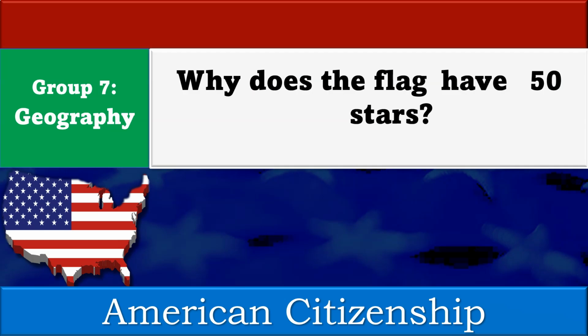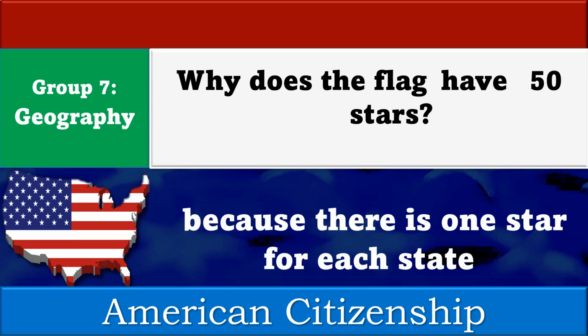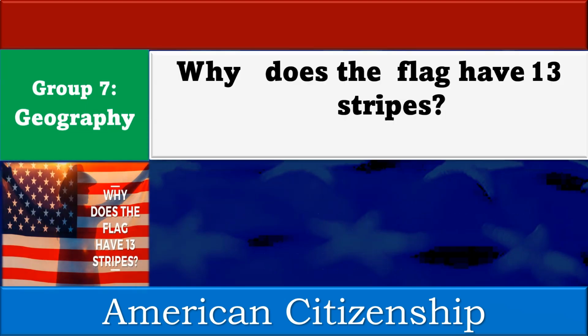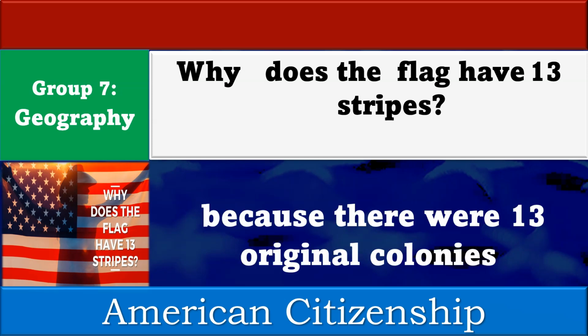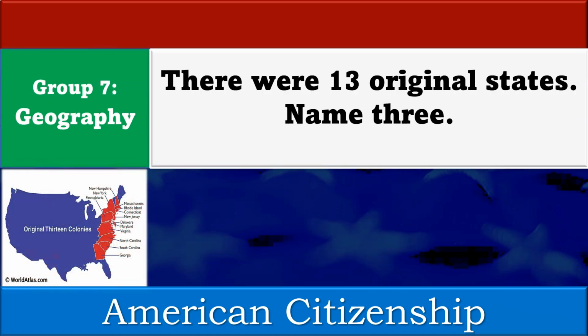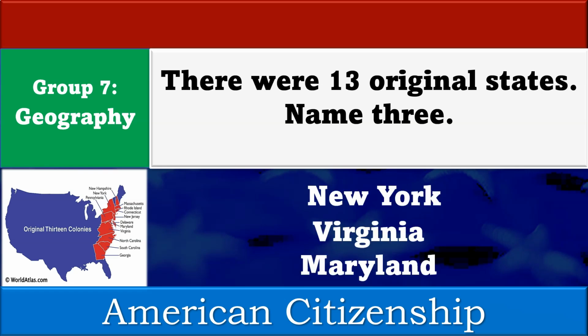Why does the flag have 50 stars? Because there is one star for each state. Why does the flag have 13 stripes? Because there were 13 original colonies. There were 13 original states. Name 3. New York, Virginia, and Maryland.